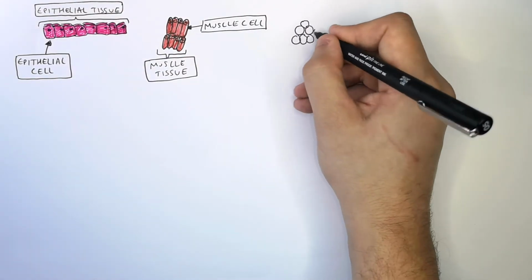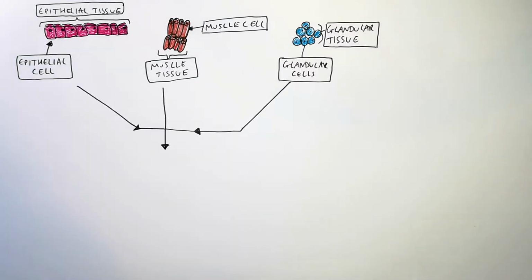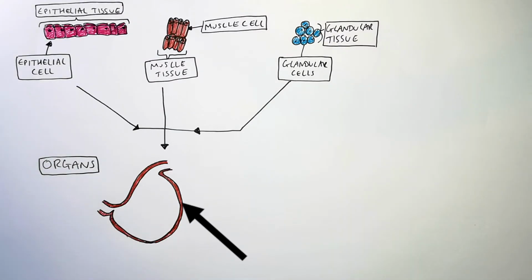Each of these cells are glandular cells. Together, they form glandular tissue. These three tissues work together to form an organ, and we're now going to look at how they form the stomach. What I've drawn here is the muscle tissue. This is the muscle tissue that forms the wall of the stomach.